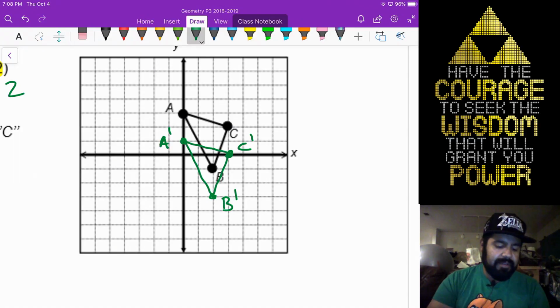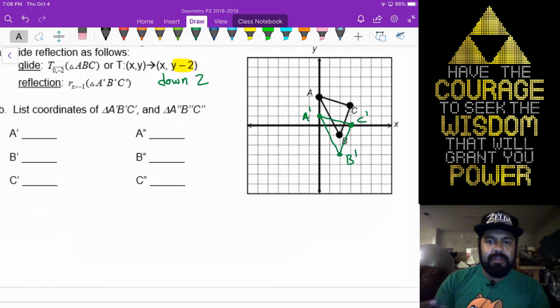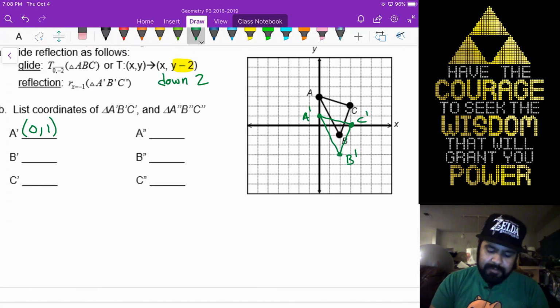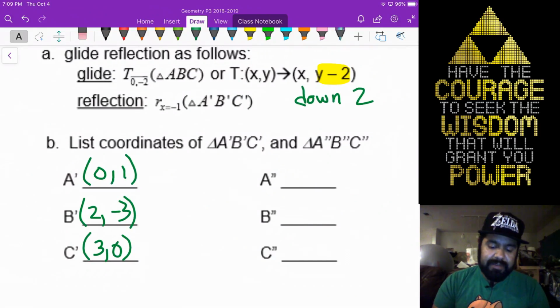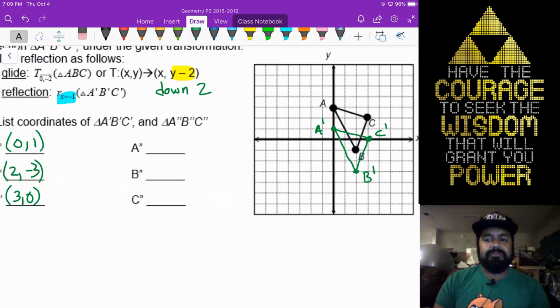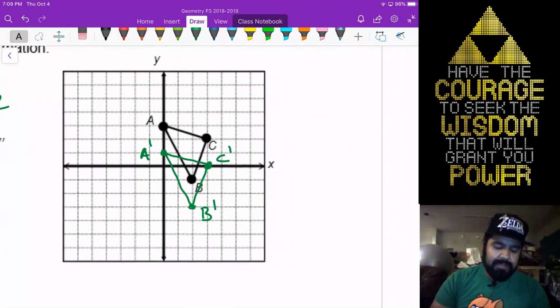Okay, so now again, don't get sloppy. Write in your coordinates. So that's going to be, can I count? Yes, 0, 1, 2, -3, and lastly 3, 0. Now we're going to reflect, and right here we have it as x equals -1. So again, I'm thinking to myself, x equals, it's got to go through the x-axis, so that's going to be up and down. X equals -1.